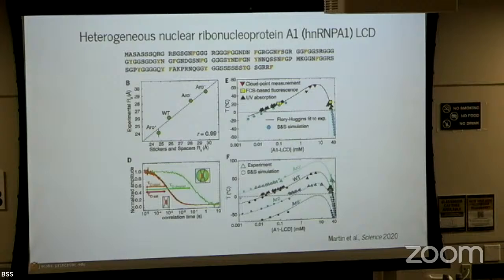Okay. All right. The other thing you should notice here is that if you look at the relative spacing of these very hydrophobic amino acids, they're not spaced randomly. They're somewhat evenly spaced one apart from each other.